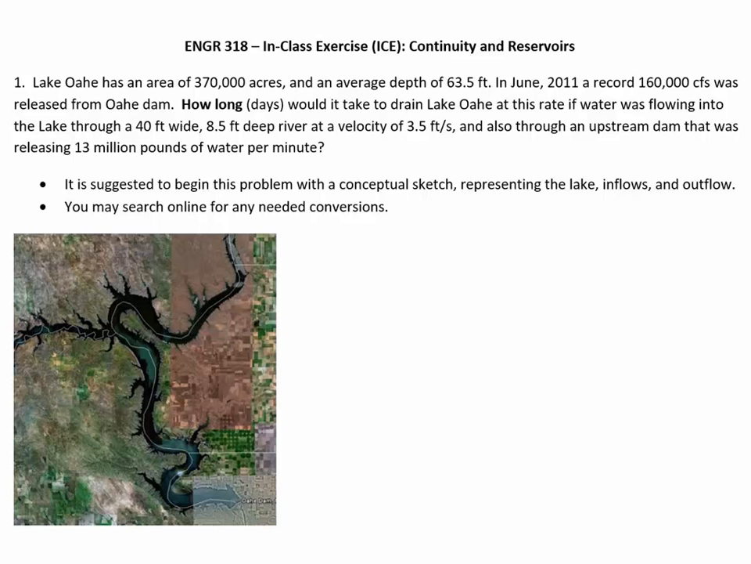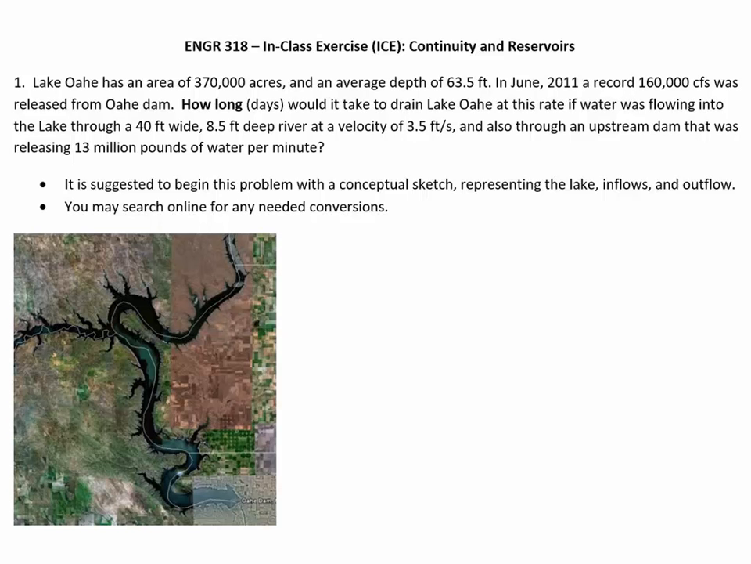For the value of 370,000 that I've given you, for purposes of this problem, we're going to assume, just for simplicity, that the lake has square edges, so that the area given of 370,000 acres is the average surface area. Also given in the problem statement is the average depth of 63.5 feet.